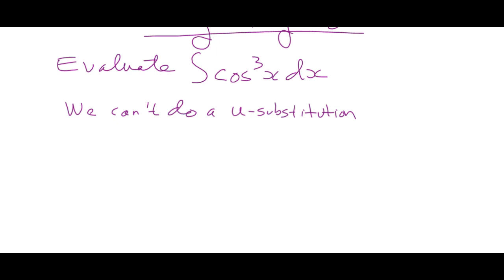Can't do a U substitution, right? Because if we let U equal cos x, then we get du is equal to minus sine x dx, and so we got a dx there, but there's no minus sine x, right? So we can't do a U substitution, because we don't have a sine x in the original.